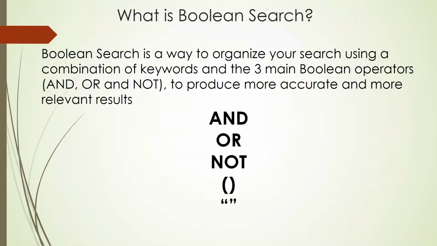What you want to use is what's called Boolean search. Boolean search is a way to organize your search using a combination of keywords and the three main Boolean operators, and, or, and not, to produce more accurate and more relevant results. There's also a couple with parentheses and quotes, and I kind of showed you that as well.